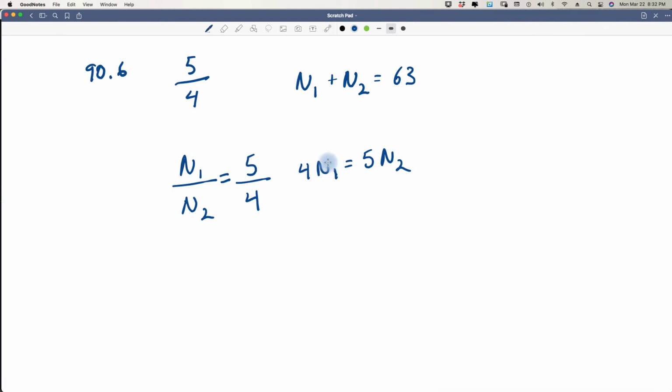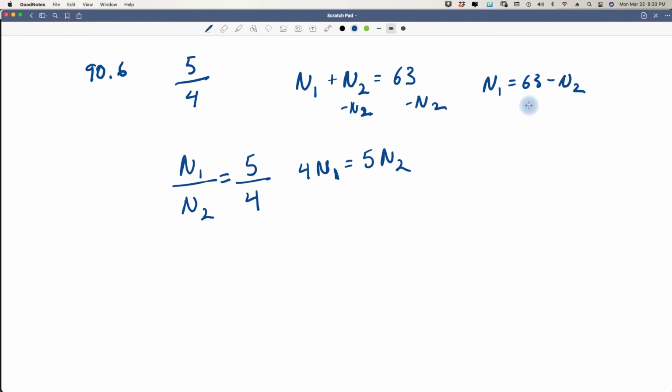So now we can sub those in for one another. Right? So how do we do that? Who knows? Okay, I'm going to pretend somebody had the right answer. Yes, we use substitution. So what we're going to do is subtract n2 from both sides. And that leaves us with the statement n1 equals 63 minus n2. Okay?